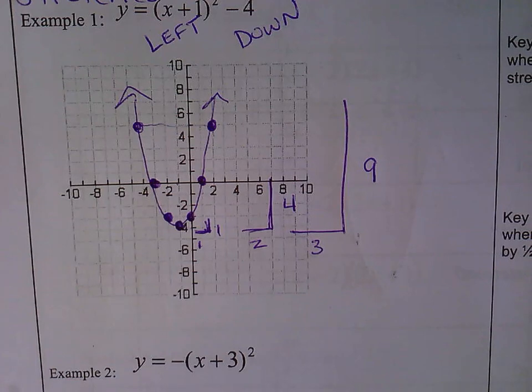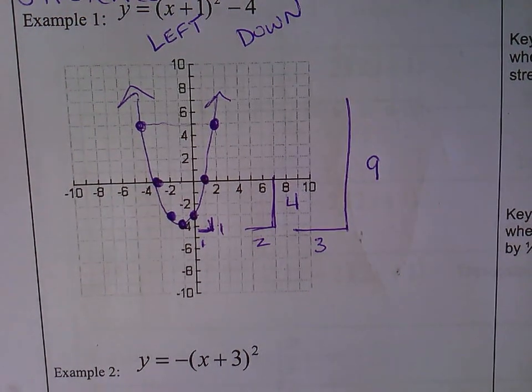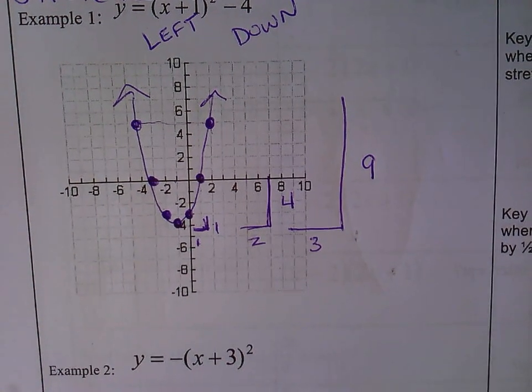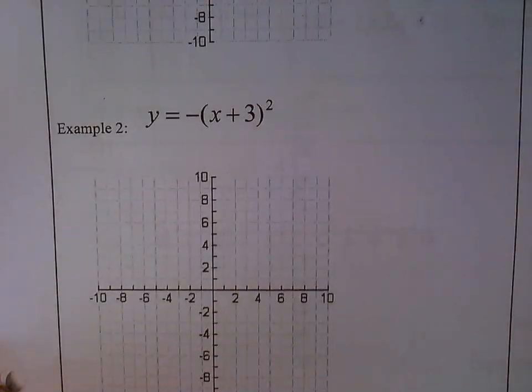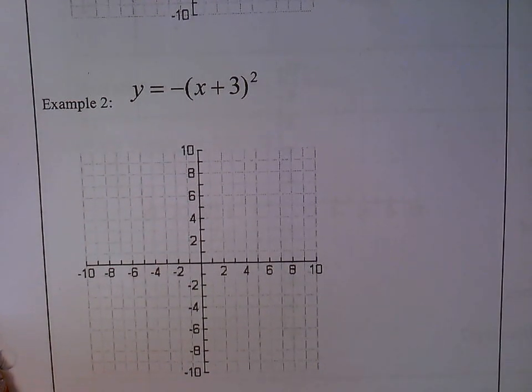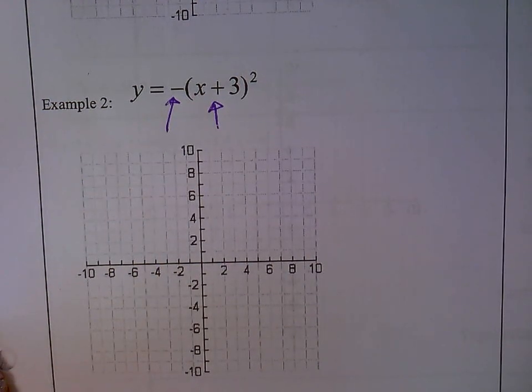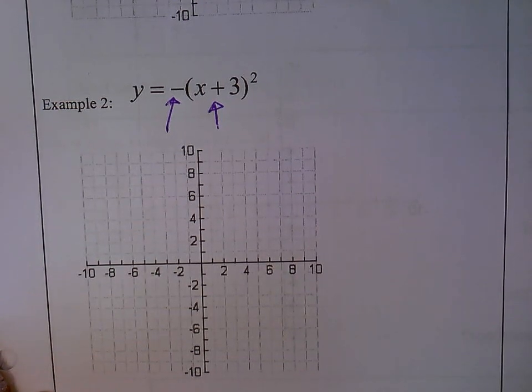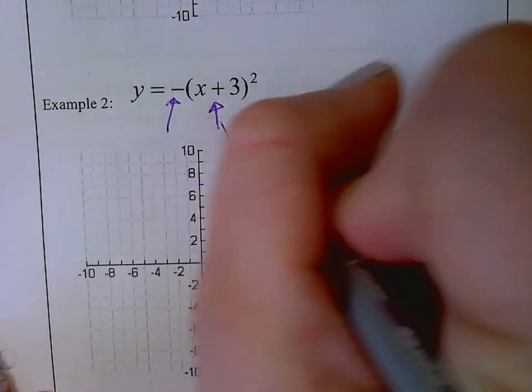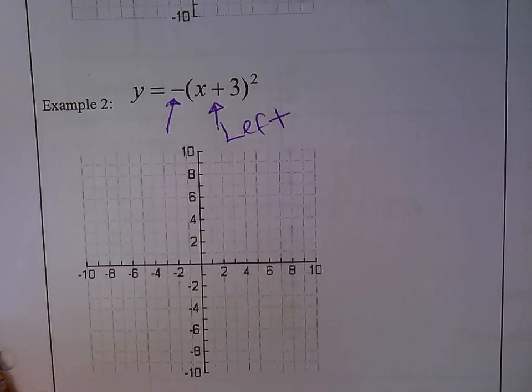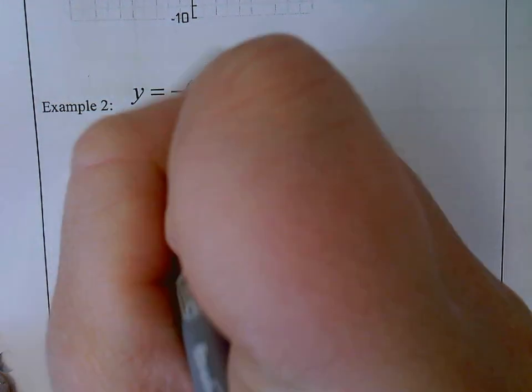All right, and then the last one for the notes, which we'll pick up tomorrow after the quiz with some practice, but at least you'll have the notes done. Can I move it down to the last one? What 2 things have happened in example 2? What does that do and what does that do? Someone's going to say it. Yep, so left 3, and what does the negative do in front of the function? So upside down, right? Or flip over the x-axis.